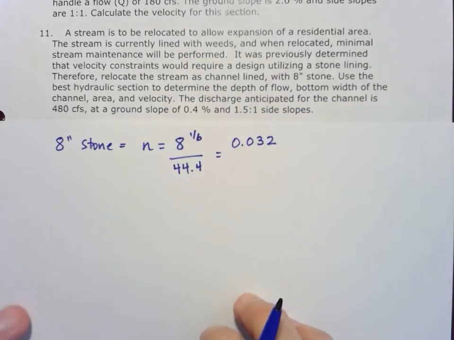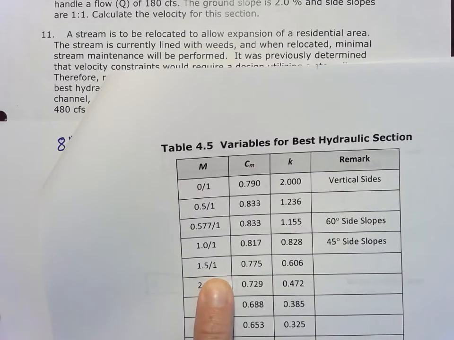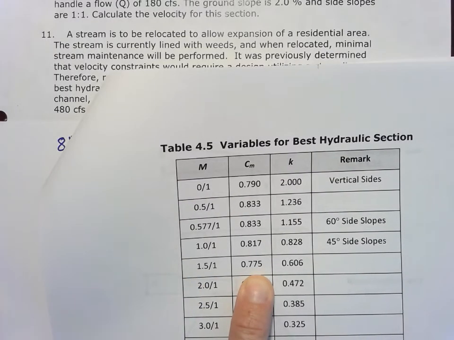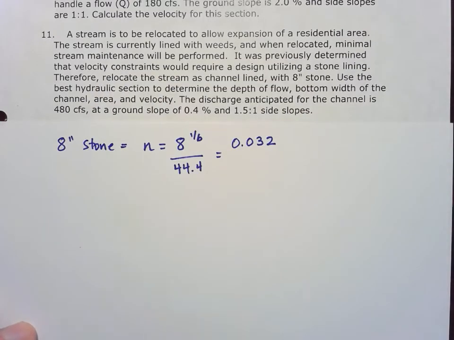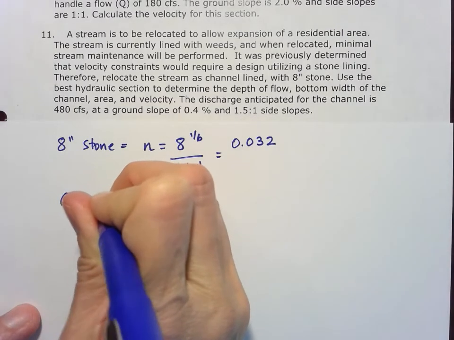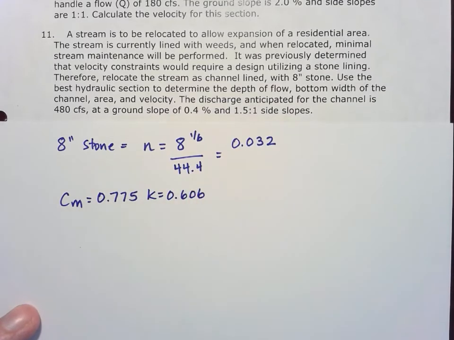Now I'm going to go ahead and use that best hydraulic section procedure. Remember, I need to get the two variables C sub m and K, and those are both based on the side slope, the horizontal leg of that side slope, and in this case it is 1.5 to 1, which means the C sub m value is 0.775 and the K is 0.606. So let's go ahead and write those values down as well.